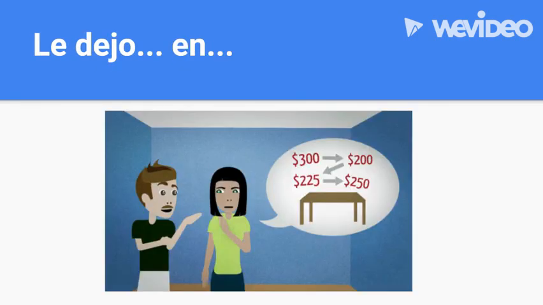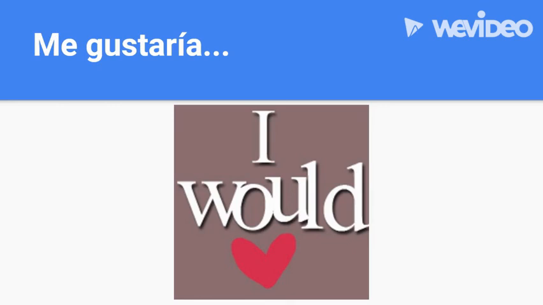Le dejo en. This is a phrase where you see the dots, you would add more information. Like, le dejo el anillo en $5. You're telling me I'll give you this item for this price. It's usually used in conversations where you're haggling for price.